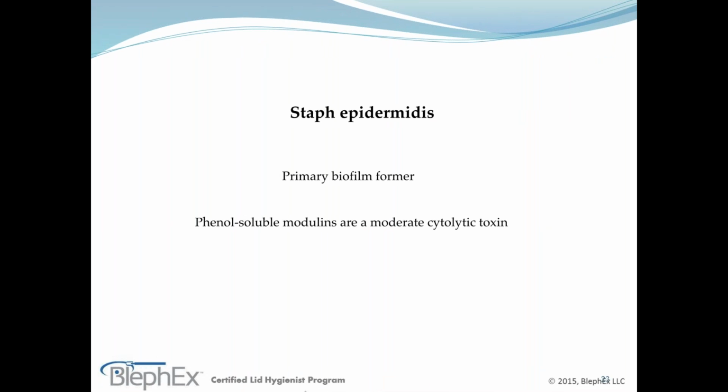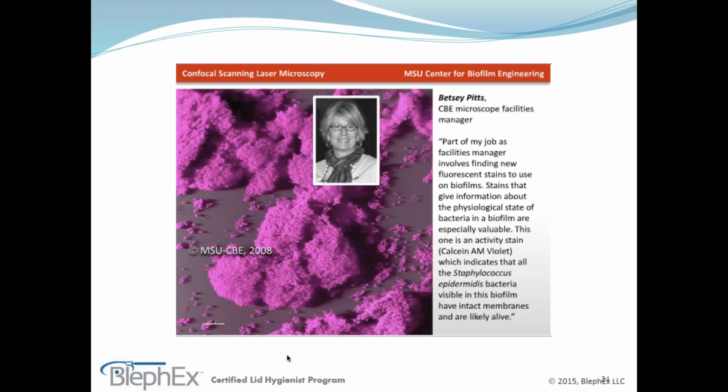So we're going to talk a little bit about the bacteria that exist within the biofilm itself. Staph epidermidis. I'm sorry, epidermidis. It's a primary biofilm former. So its role is to create the biofilm, create the structure in which this population will thrive. And they also create a moderate cytolytic toxin. So they produce a little bit of a toxin, but it's not really the bad guy in this partnership. This is the builder. This right here is a Staph epi biofilm under a confocal scanning laser microscope. So it lets you know it's small. It's a very small sort of thing.